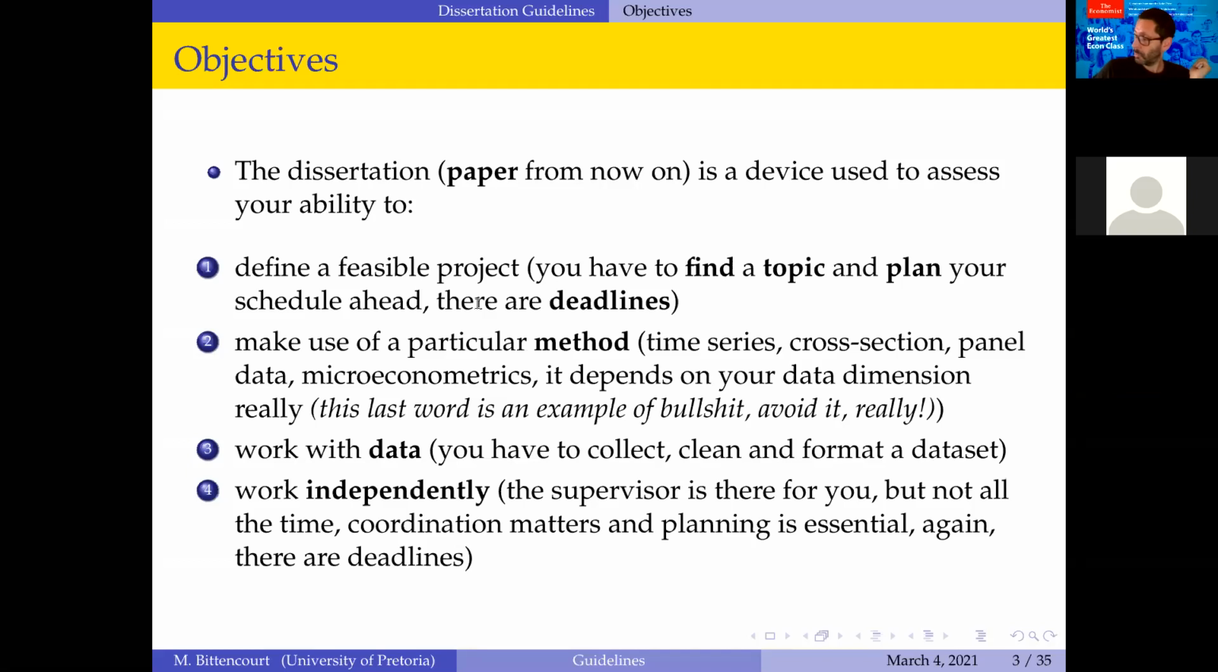And also, you have to work independently. You are going to be allocated a supervisor. He or she is supposed to be there for you, but not all the time, right? You have to coordinate with your supervisor well, and you have to plan well because there are deadlines. Your supervisor will be giving you particular deadlines, but your supervisor is also given deadlines by the department. So there are deadlines. It's a sort of trickle-down mechanism of deadlines. And I will be giving you deadlines as well.